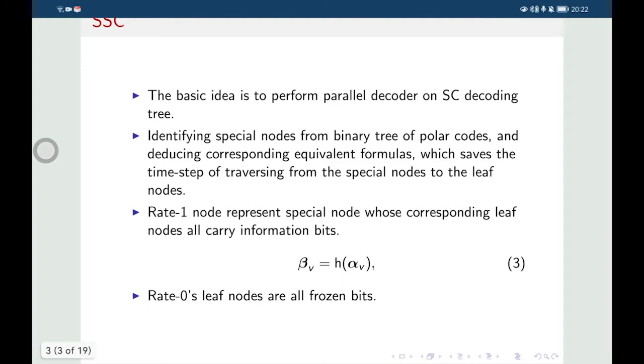Simplified SC and SCL decoding methods for Arikan kernel have been widely studied. The basic idea is to perform parallel decoders on the SC decoding tree, identifying special nodes from the binary tree of polar codes and deducing corresponding equivalent formulas, which saves the time steps of traversing from the special node to the leaf node. Rate 1 nodes represent special nodes whose corresponding leaf nodes all carry information bits, and rate 0 leaf nodes are frozen bits.